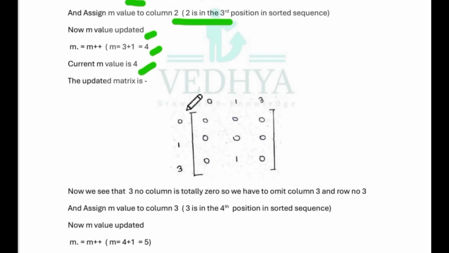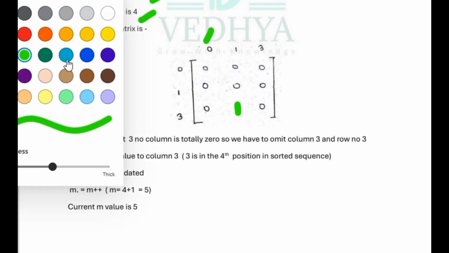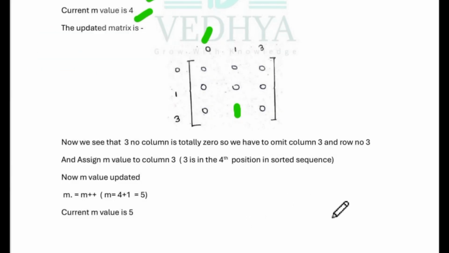Now we have to choose any of them. We check column 0: yeah, column 0 is 0. Column 1 is not 0, there is a 1. Column 3 is 0. So I have to discard either column 0 or column 3. Let us choose column 3, though we could choose column 0 also.